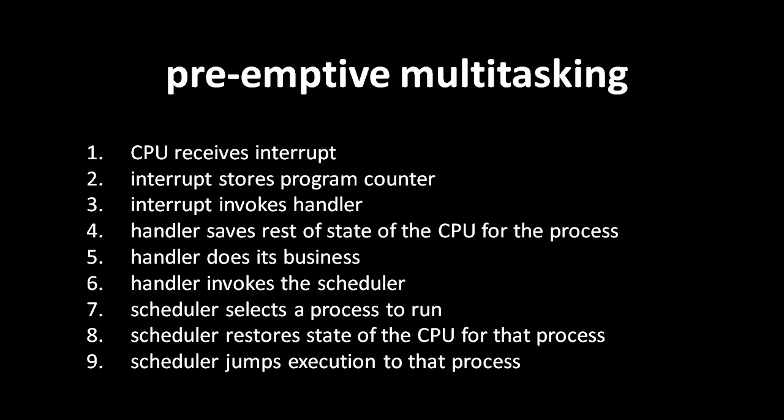First, the CPU receives some hardware interrupt, then the interrupt stores the program counter so that the interrupted code can resume later, the interrupt invokes the appropriate handler, the handler itself saves the state of the other CPU registers so that the interrupted process can be resumed later, the handler does whatever business the interrupting device needs, the handler then invokes a scheduler, and the scheduler selects a process to run. The scheduler then restores the CPU registers to the state they were in when that process was last running so that that process may continue, and finally, the scheduler jumps execution to that process.